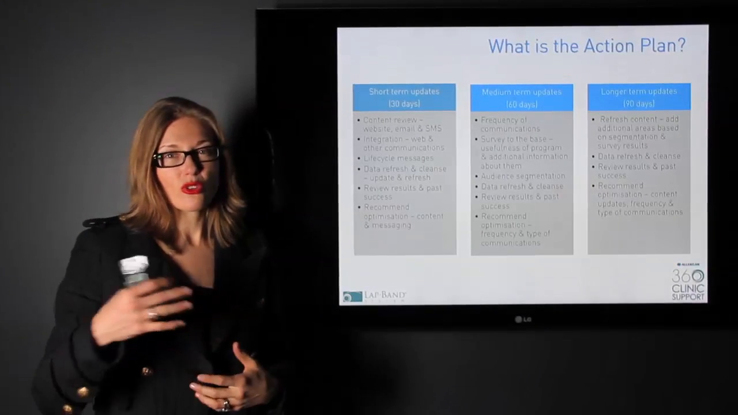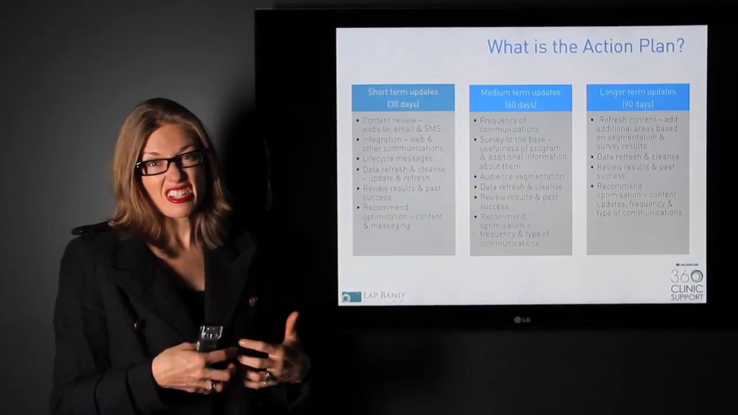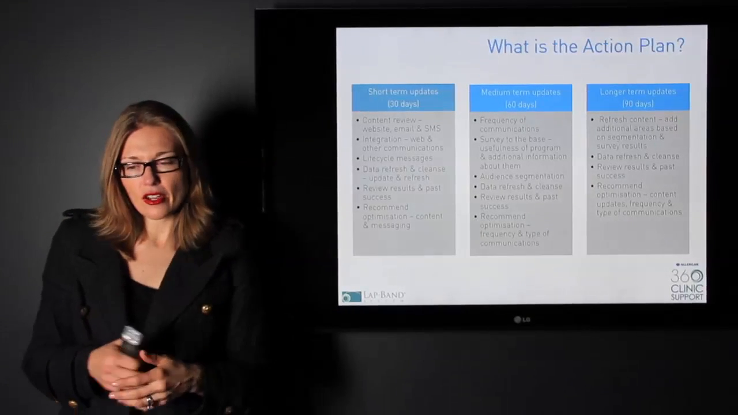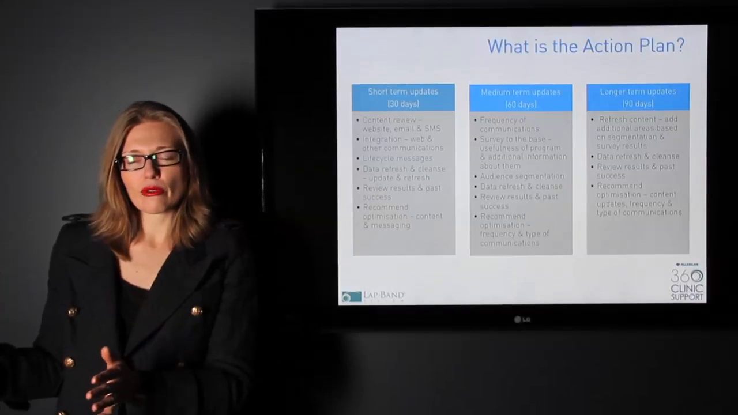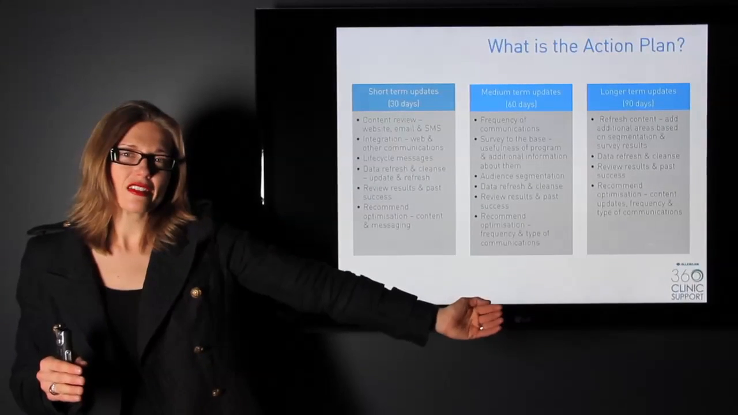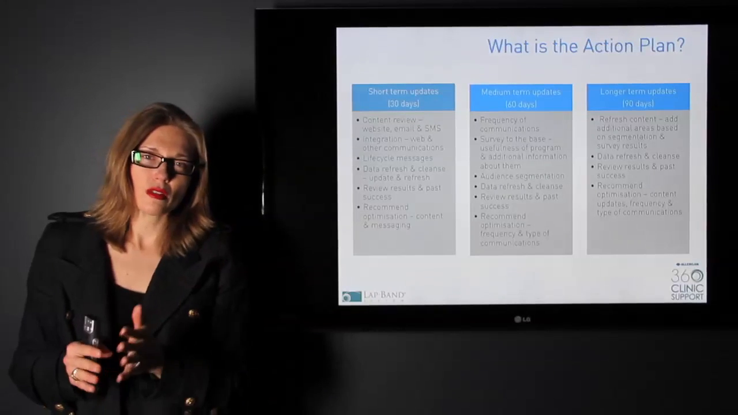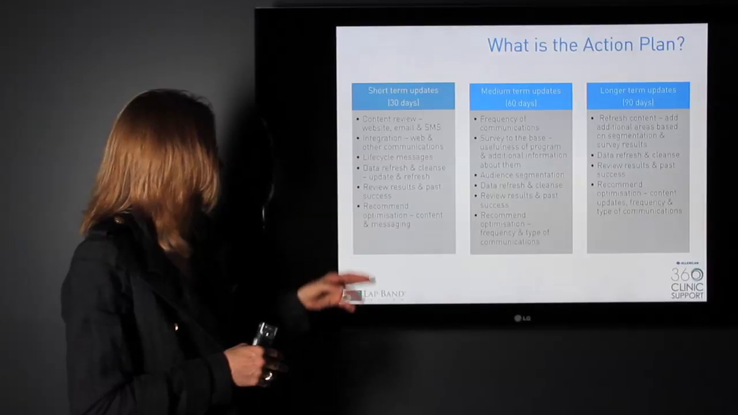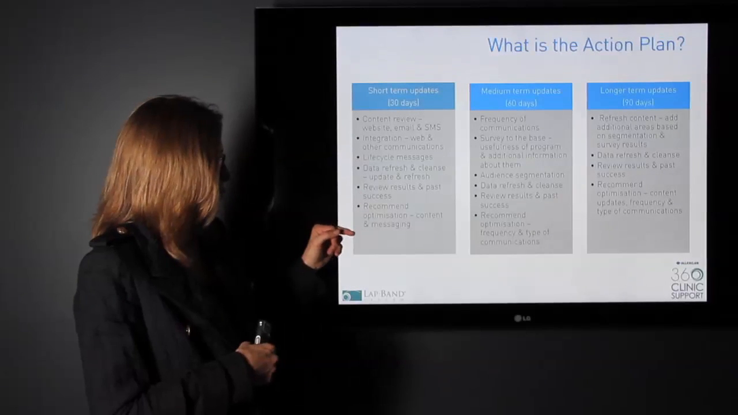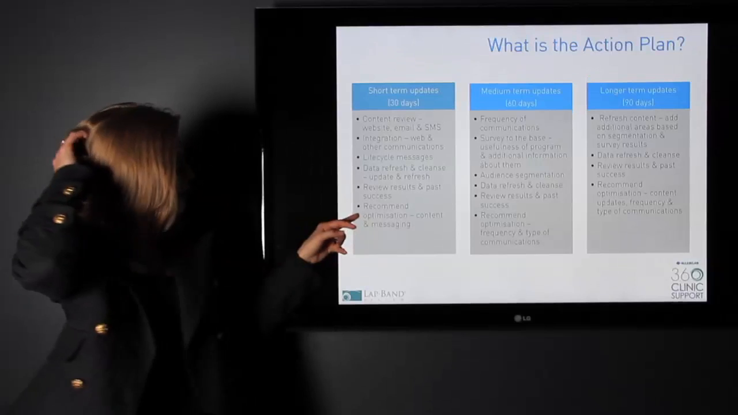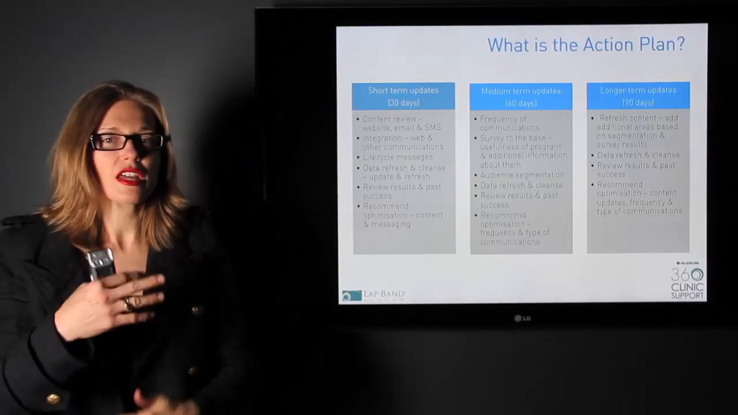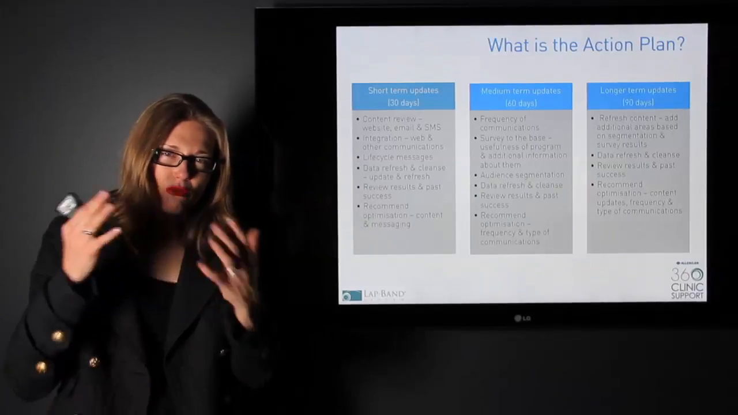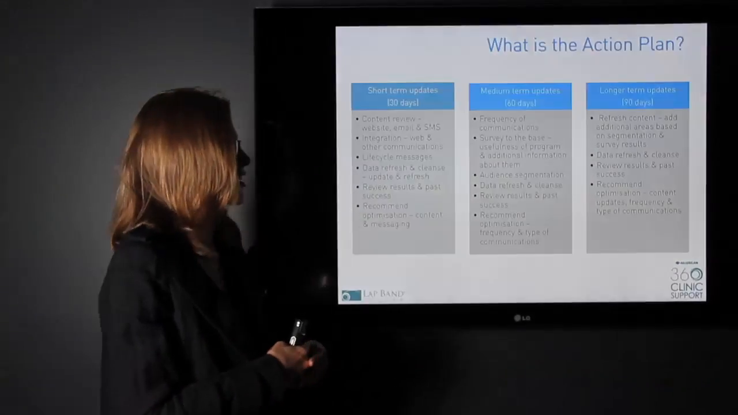Integration is making sure that the web and the other communications are actually interlaced and integrated. Life cycle messages: if someone has used it in their first 3 months but hasn't used it in the next 3 months, what is the communication process going to be to get that lapsed person back using the site? Review the results and past success, and then recommend optimization. So this would be to the content and also that messaging that is there. So after we've done that initial review, recommend and make those planned adjustments.